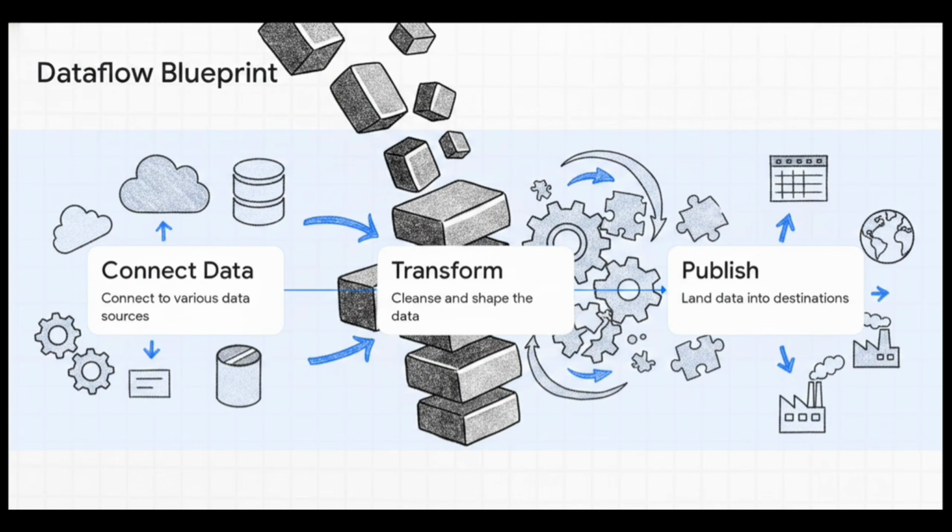I want you to visually imagine a central stack of glossy, metallic 3D blocks just locking seamlessly into place. This is our modular blueprint for the build. Block 1 is connecting to data, Block 2 is transforming that data, and Block 3 is publishing to your destinations. It's elegant, it's structured, and it is going to completely streamline your workflow.